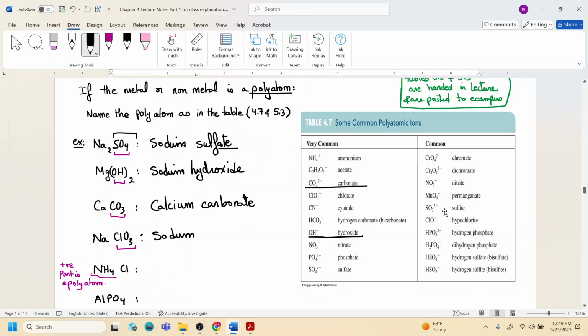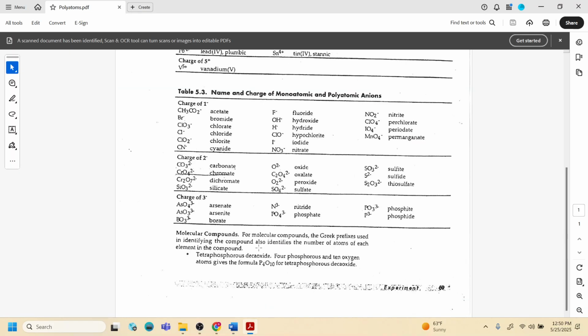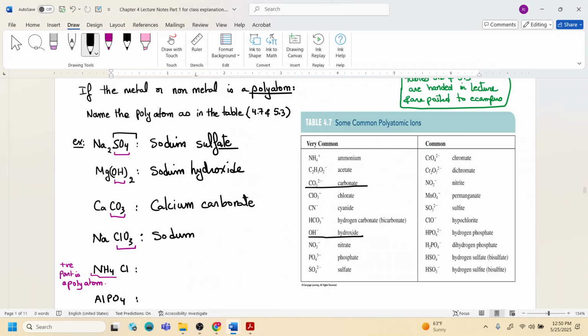So you look here, the ClO3 is, let's see, chlorate, and it is found in the second table here. So where is that? This is the ClO4, this is perchlorate, ClO3. So this one is going to be chlorate. Whatever you don't find in that table, you're going to find in this one. So this one is going to be chlorate.